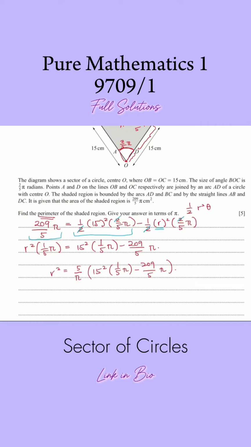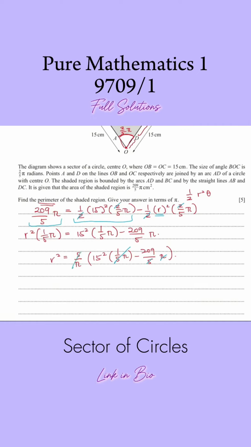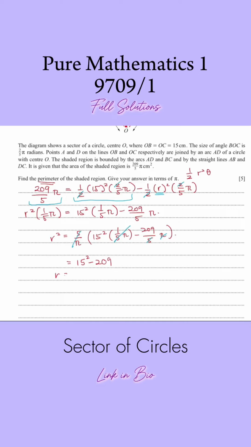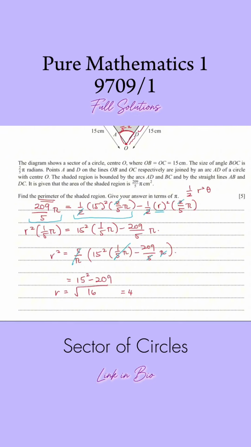You can see that this part will be cancelled off, this will be cancelled off, this will be cancelled off. Therefore, my simplified answer would be 15 squared minus 209. Remember, we are not looking for r squared, the radius. So it's going to be the square root of that, which is 16. That gives me an answer of radius equals 4. This is the radius of the smaller sector.